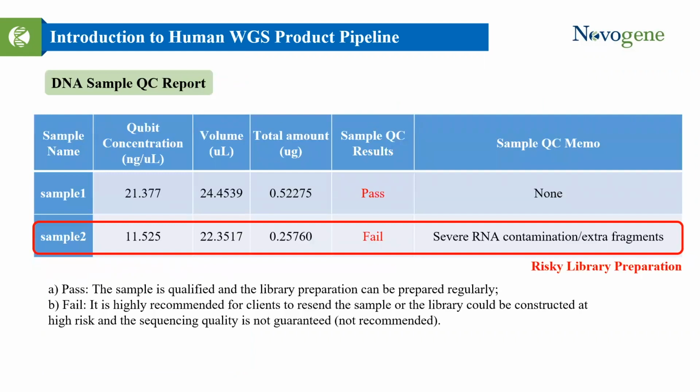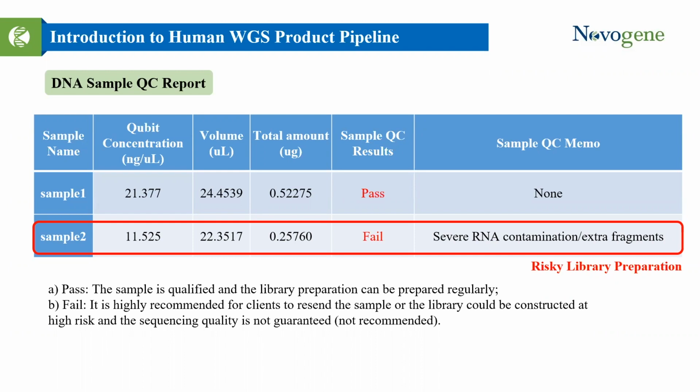The sample QC report may have 2 kinds of results: pass and fail. Pass means the sample is qualified and the library preparation can proceed regularly. In contrast, fail means your sample doesn't meet our sample requirements. We highly recommend you resend the sample. Otherwise, the library could be constructed at high risk, and the sequencing quality is not guaranteed.